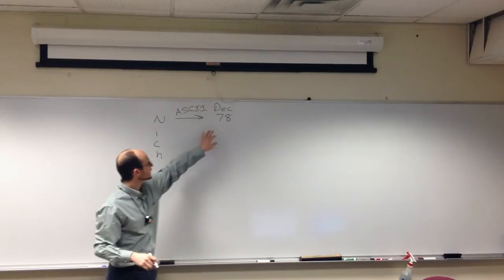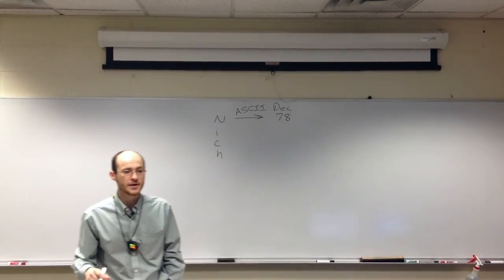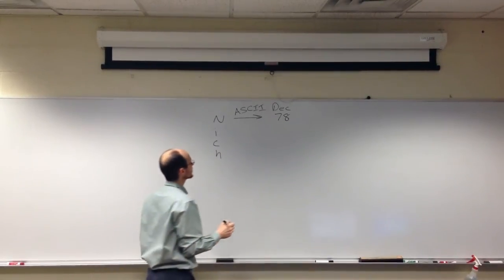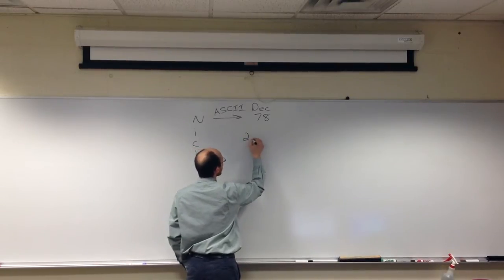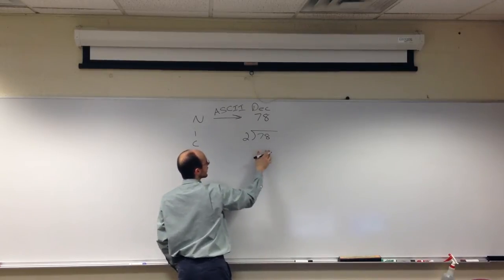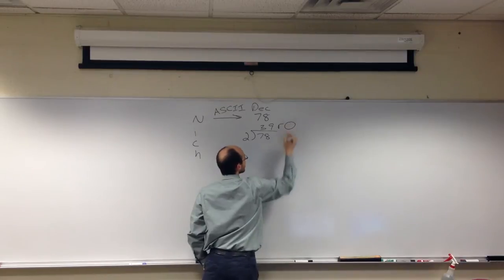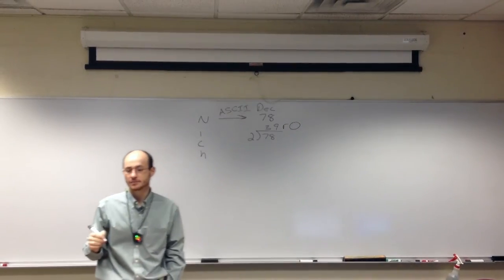And how did I take that 78 and convert it into binary? What was one of the methods that I used? Divided by 2, so the division method. The division method took up a lot of space, but it was pretty simple. I took the 78 divided by 2, and I ended up with what? 39, remainder 0.